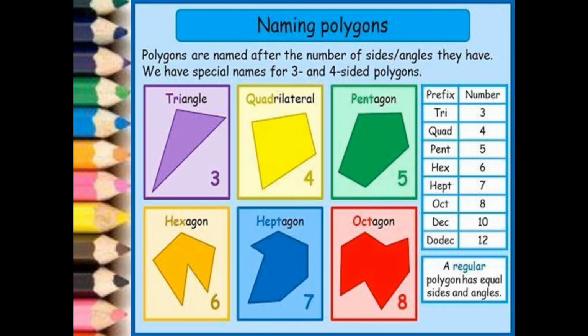The prefix tri is for number 3, quad for 4, pent for 5, hex for 6, hept for 7, oct for 8, dec for 10, dodec for 12. And a regular polygon has equal sides and angles. Hopefully it is clear to you.